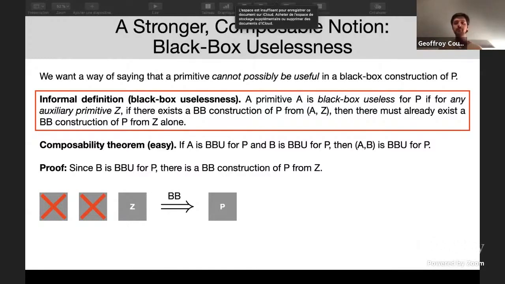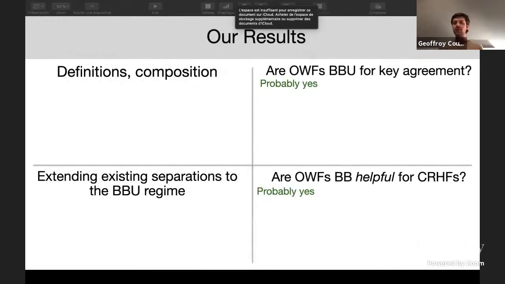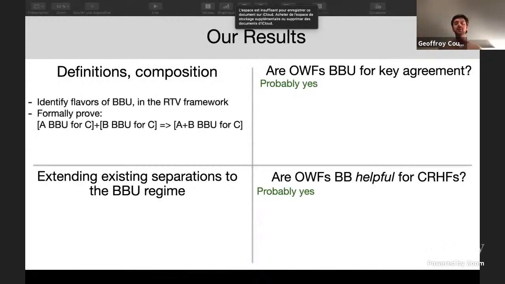So that's easy. So in our work, the main contributions are fourfold. First, the definitional framework. We introduce this notion of black box uselessness, identify various flavors, cast them in the framework of black box reductions by Reingold, Trevisan, and Vadhan, and we formally prove this composability theorem that I briefly mentioned on the previous slide.